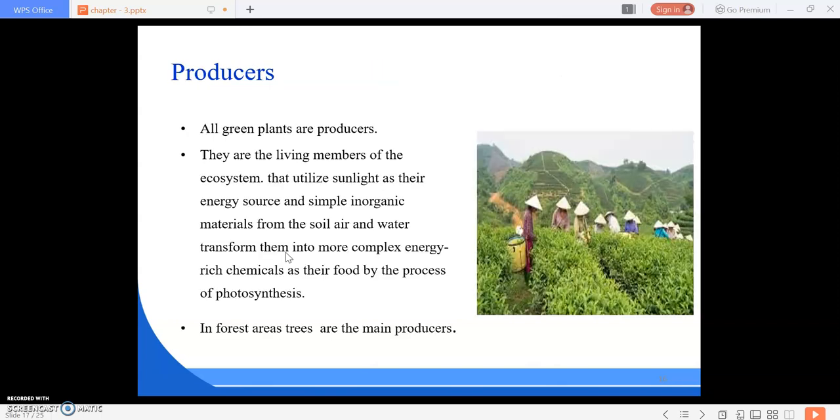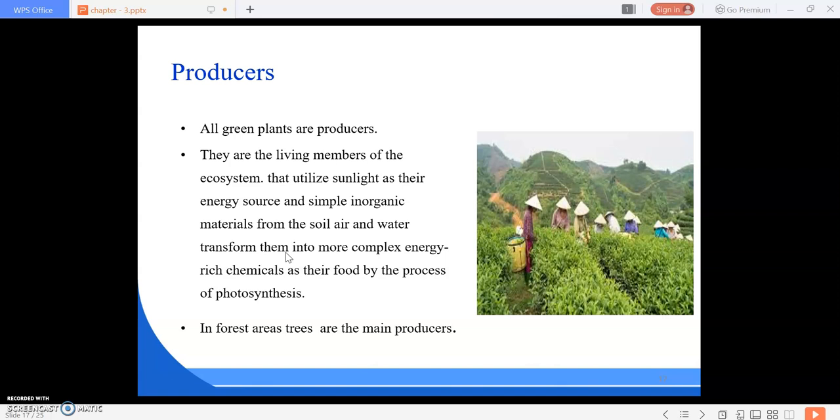Okay, now I will teach you about the producer. So previously I have told you that all green plants are producers. They are the living members of our ecosystem. Okay, they utilize sunlight as their energy source and simple inorganic materials from the soil, air, and water, and transform them into more complex, energy-rich chemicals as their food by the process of photosynthesis.